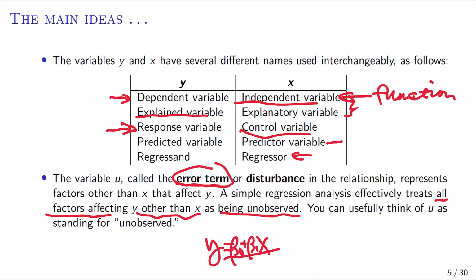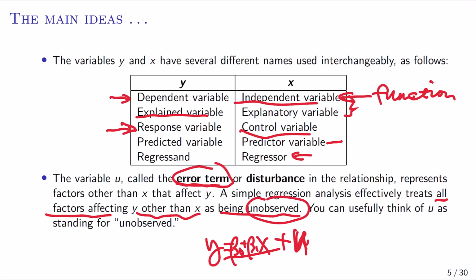This term is the one we already know, or we can get some observation about. But this u, since it is unobserved, we cannot get it. And that's why we say unobserved.